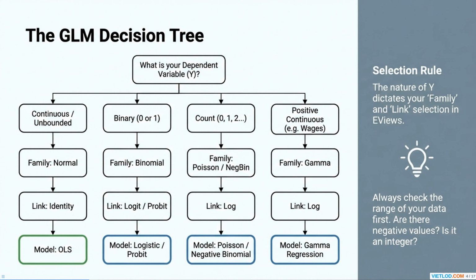The journey starts with your dependent variable, y. Is it continuous and unbounded? If so, a standard OLS model, which uses a normal family and identity link, is appropriate. If your y is binary, representing a yes-no outcome like a loan default, you should use the binomial family. The typical link functions here are Logit or Probit, leading to logistic or Probit regression.